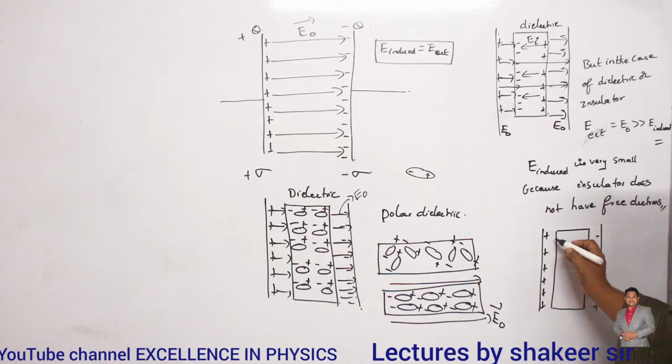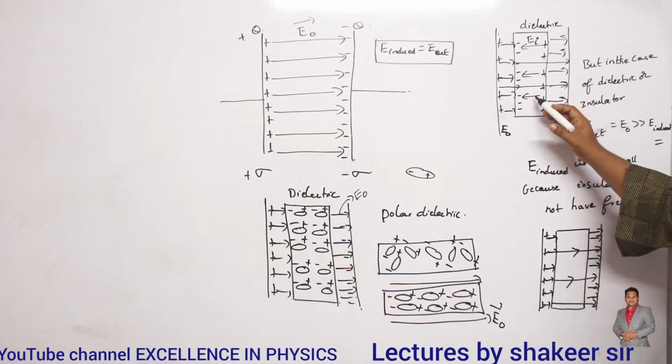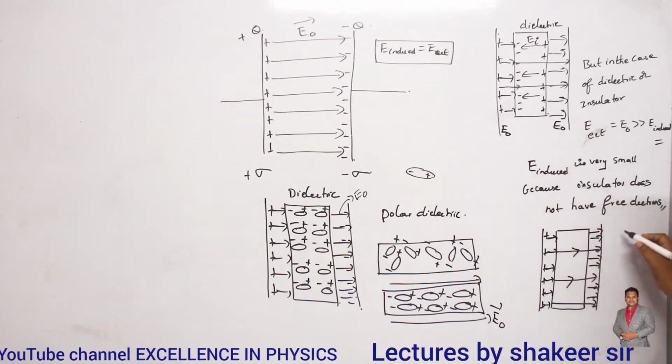Clear? And out of many lines, only a few lines enter into this dielectric. Only a few lines enter into this dielectric. What is the reason? The reason is again the same. This induced electric field is in the opposite direction to the direction of the external electric field. So the external electric field is in this direction, the induced electric field is in the opposite direction. So these two electric fields will cancel up to a certain level.